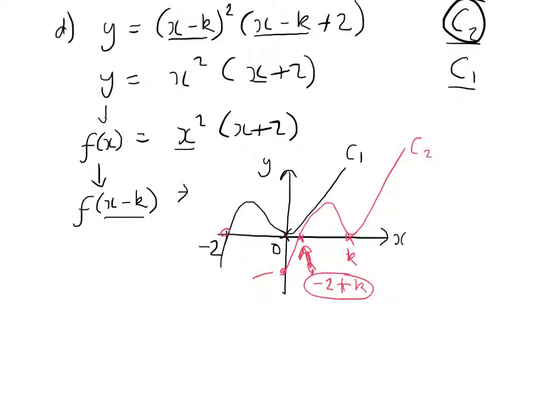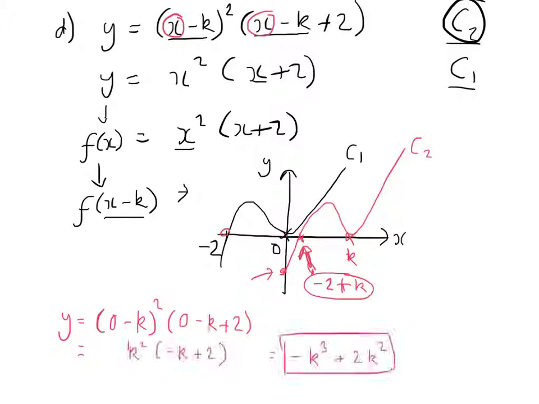And for this point here, where does it cut the y-axis? Well, simply it's got an x coordinate of 0, so we have to plug x equals 0 back into our original equation, and then just simply multiply that out. So just simply plugging in x equals 0, we're going to end up with a value for y of minus k cubed plus 2k squared. So that's what this one's going to be, minus k cubed plus 2k squared.